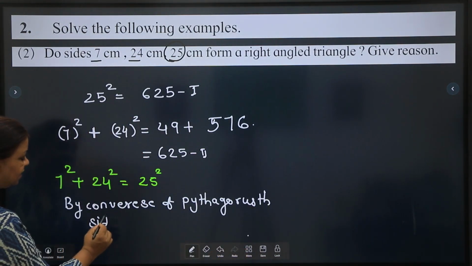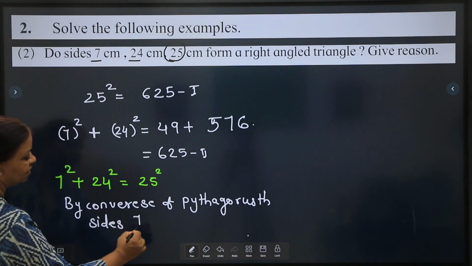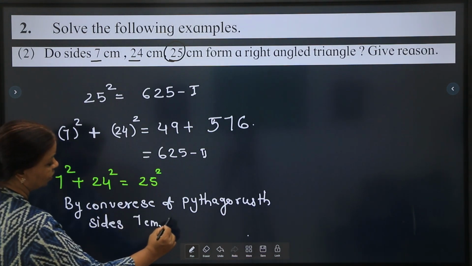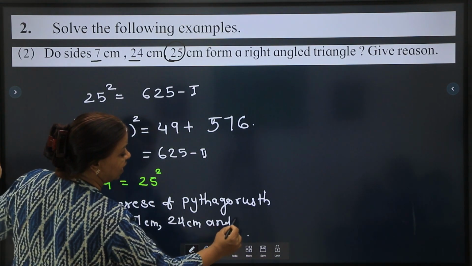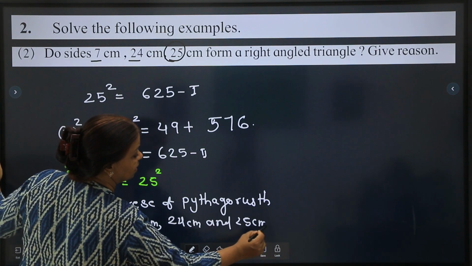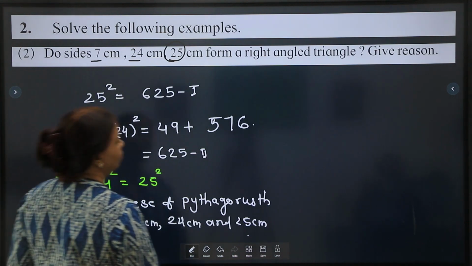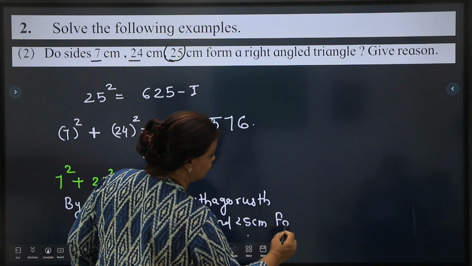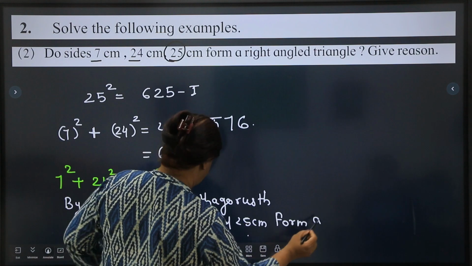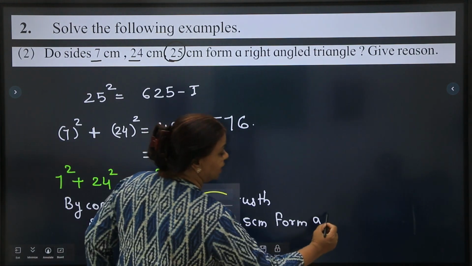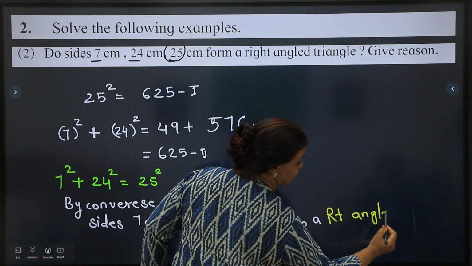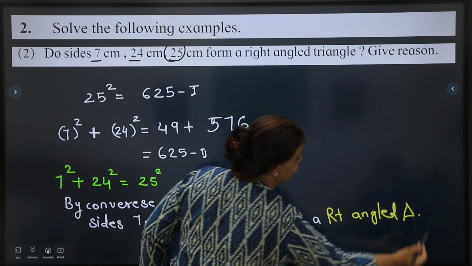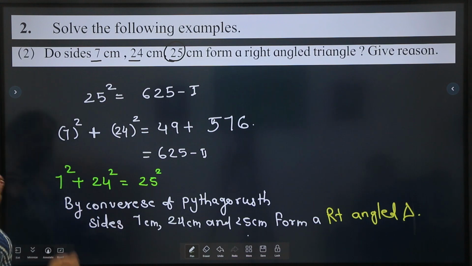Sides 7 centimeter, 24 centimeter and 25 centimeter form a right angled triangle. Right angled triangle. So, this was the reason.